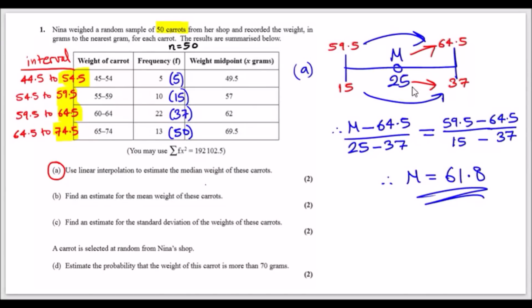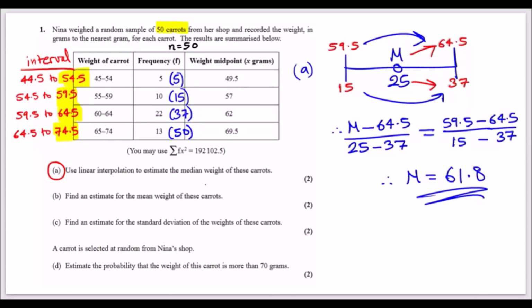Now to actually solve it, I treat this like a ratio. So I write M subtract 64.5 over its proportion, which is 25 and 37. I always match them up and make an equal sign. I do another relationship. In this case I chose 59.5 with 64.5, and of course the corresponding 15 and 37. So they must be corresponding. You could do other values, but you have to follow the direction of movement for both of them. And then you just solve for M, and that's it, 61.8.